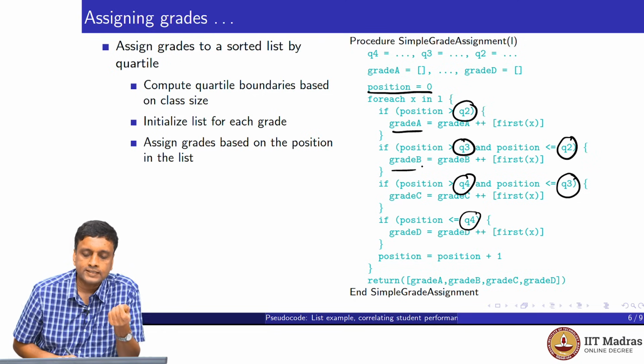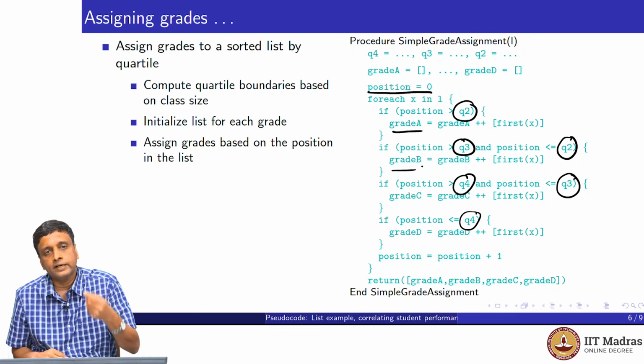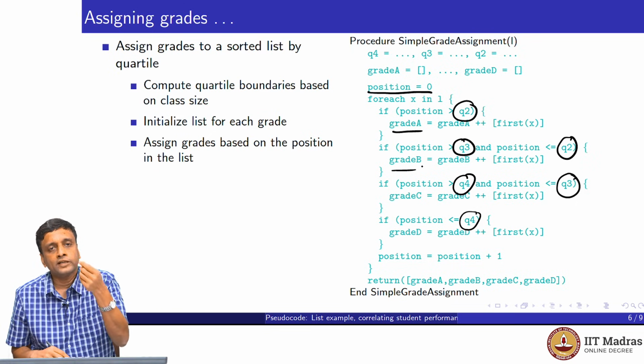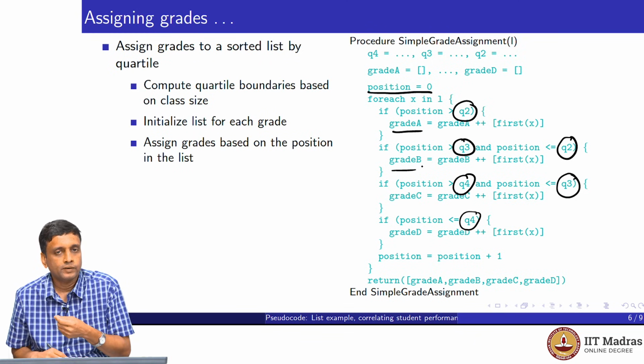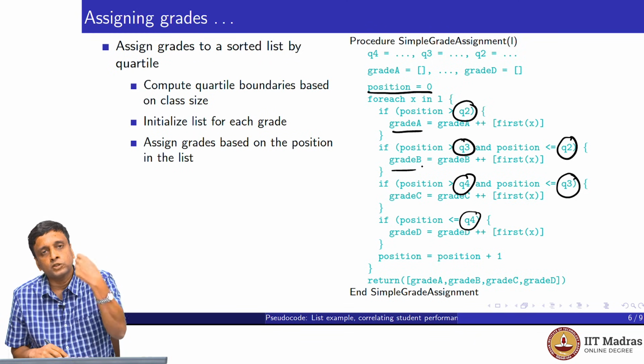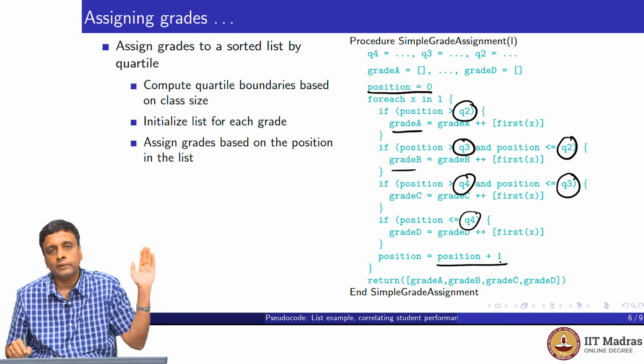So the new x that we are processing, does it go into grade A, grade B, grade C or grade D? It depends on whether its position is above Q2, between Q2 and Q3, between Q3 and Q4 or below Q4, right? So in this way, for each position I will do this and I will keep incrementing the position. So I will walk through this list from beginning to the end.